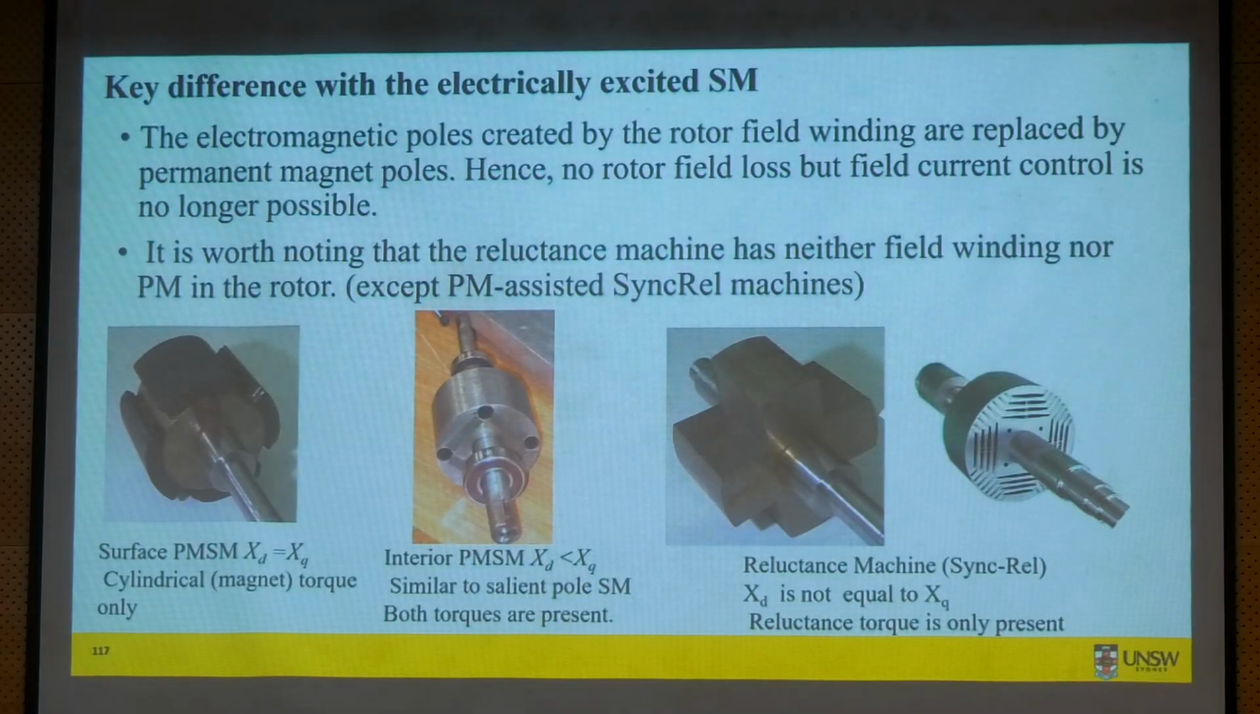So, surface type and IPMSM we already discussed. We talked about why their inductances of D and Q axis are different already. And then you can see the reluctance machine, the new type of reluctance machine.